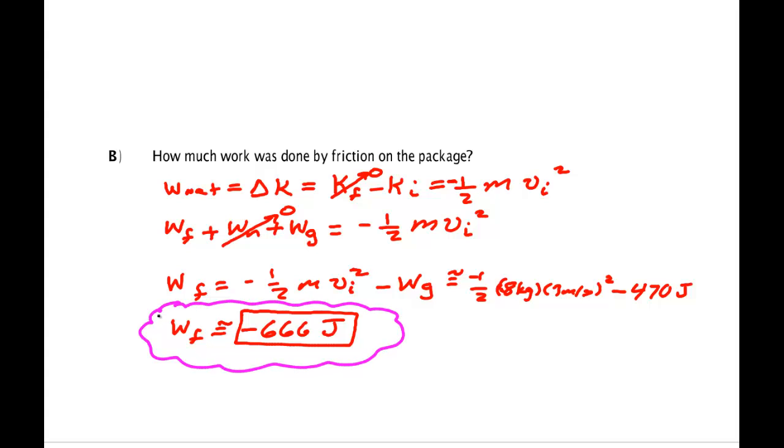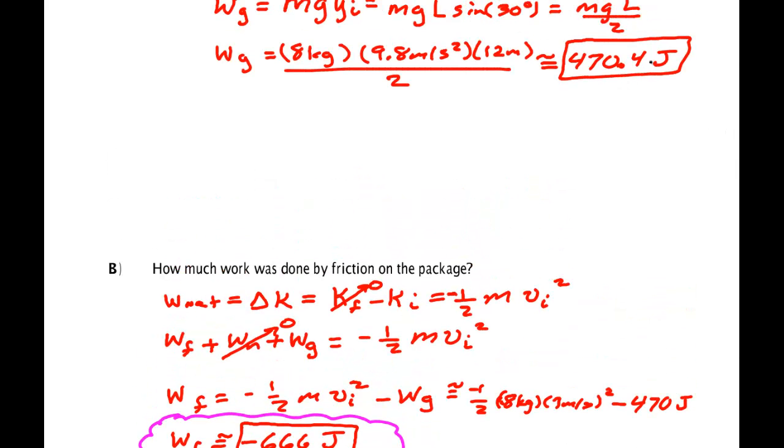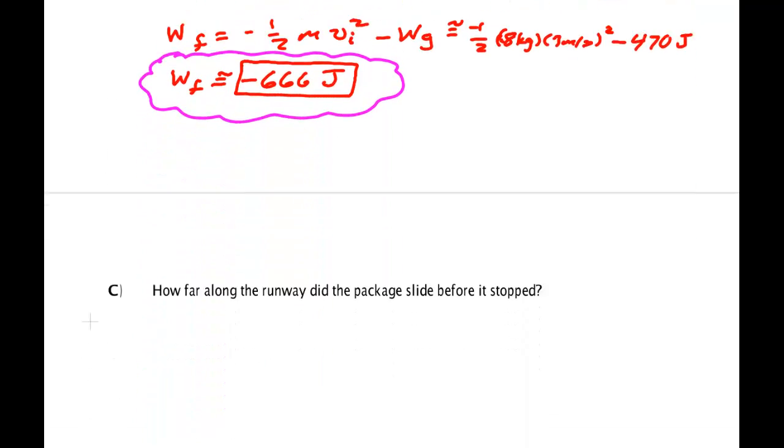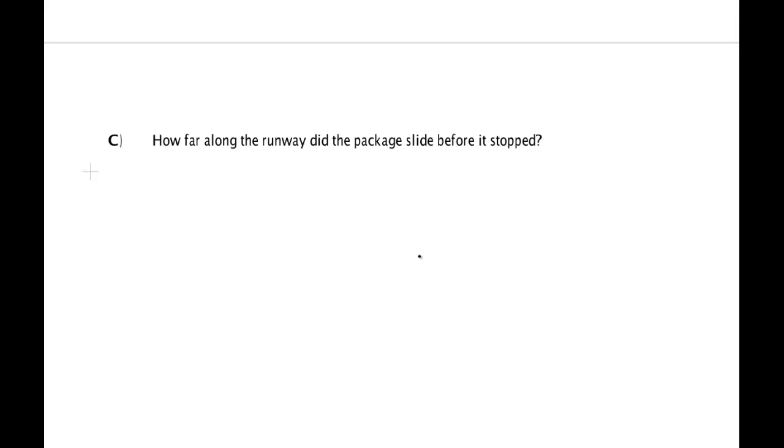So the total work by friction is minus 666 joules. There's more negative work by friction than positive work by gravity. So the net work is negative, the block slows down. And that's what we know. It was going 7 meters per second at the start, and at the end it's at rest. The last part of the problem asks you how far along the runway the package slid. So let's see if we have enough time to finish this one.